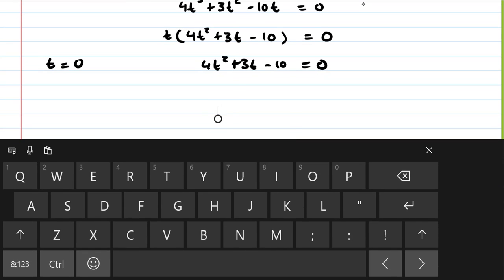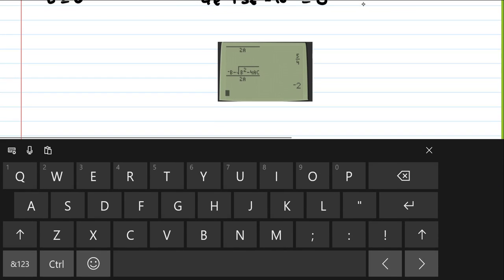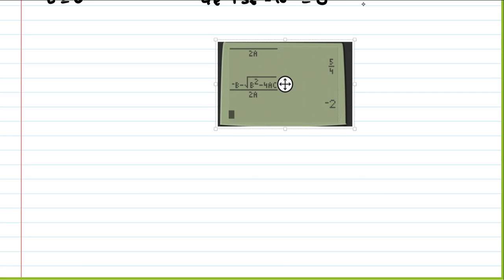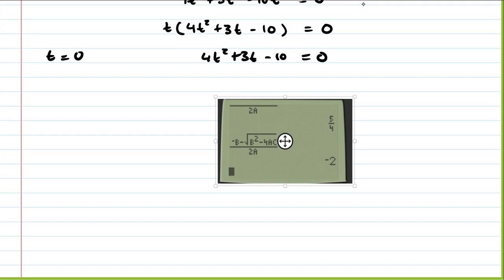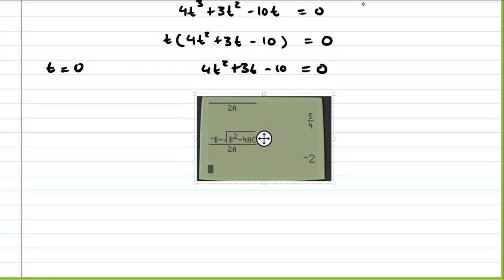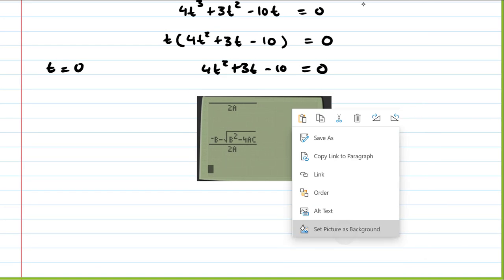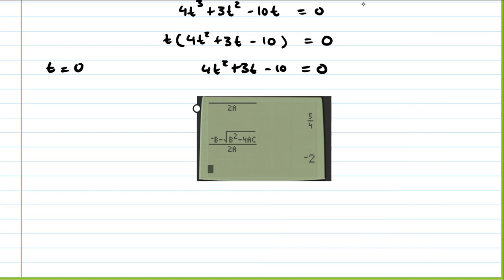It does factor. You can use the AC method or guess and check, and if you factor it, you get the same solutions, right? It's just if I look at something and I don't immediately see how to factor it, when it's quadratic, you always have the quadratic formula as a fallback. So then those give us our critical numbers for this.